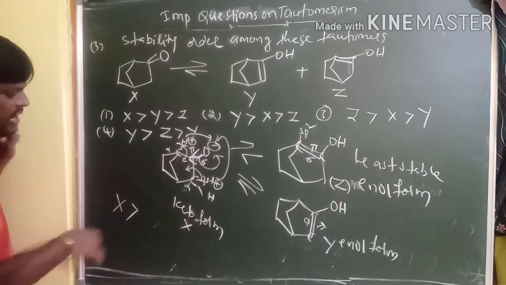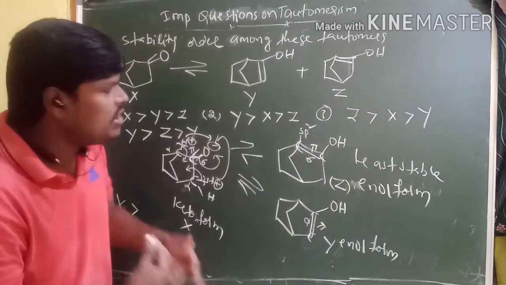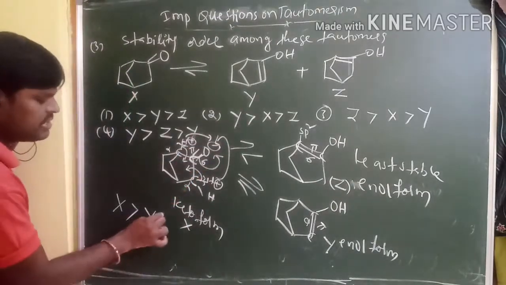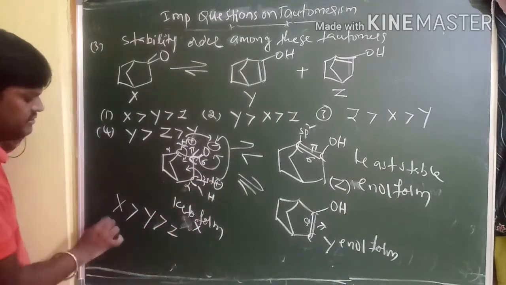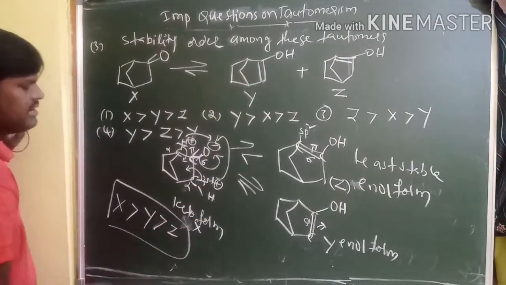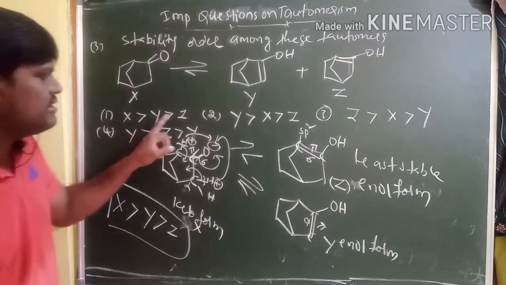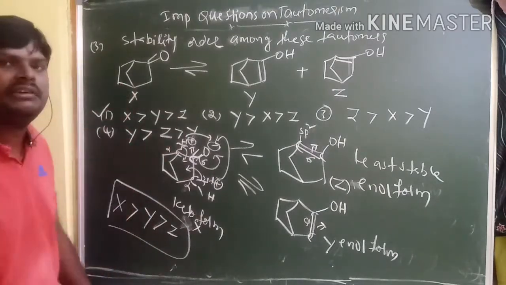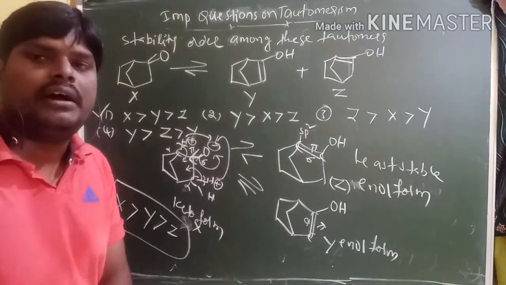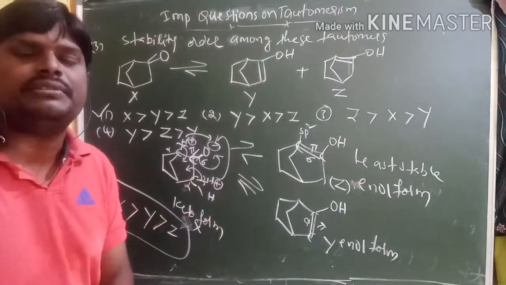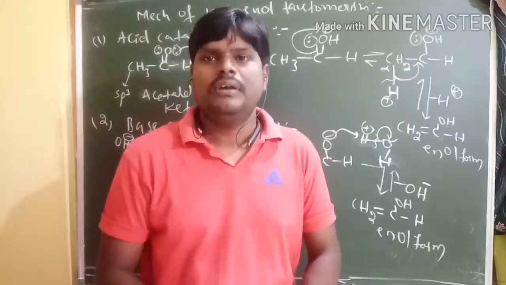X is the most stable. Then the next stable compound is Y. Then what is the least stable compound here? Z. So X greater than Y greater than Z. X greater than Y greater than Z. So the first option is the correct one, right? So this is the way to find the correct option in bicyclic compounds.